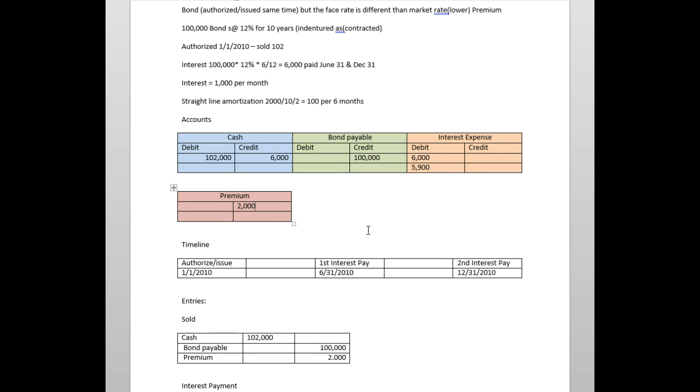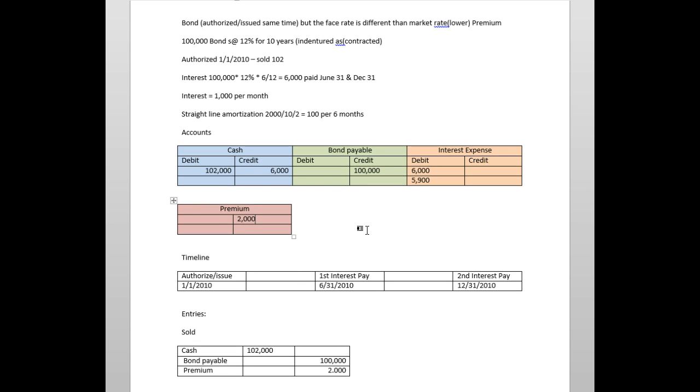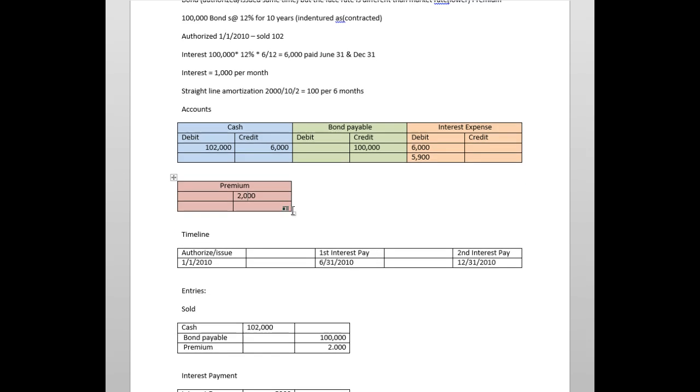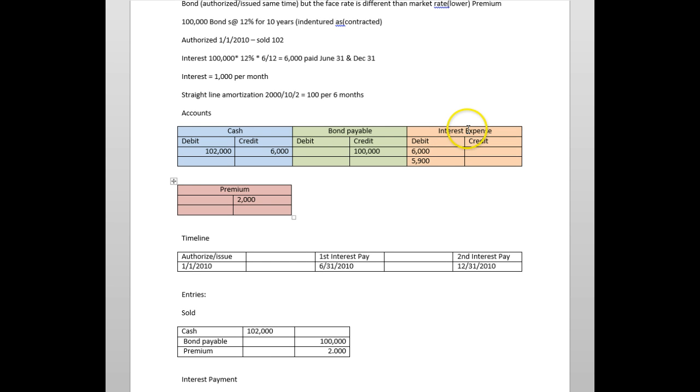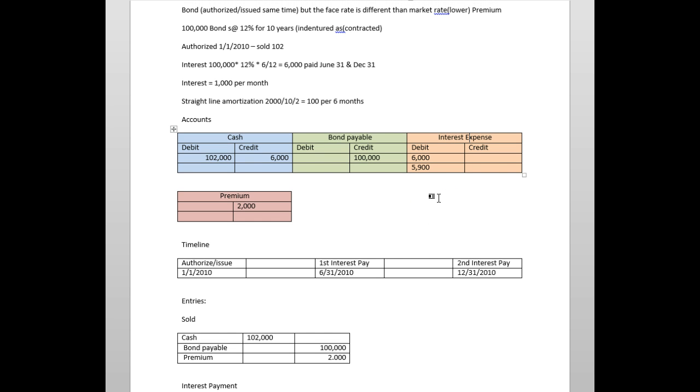And I'm sure that's clear as mud. The reason that you've got the premium is because the people are willing to pay more, because the bond returns a higher rate. Keep that in mind. So in essence, that premium that we're getting is added interest that's not showing up over here in this payment. So let's kind of see how we handle this.